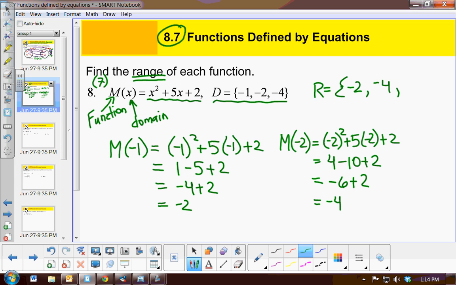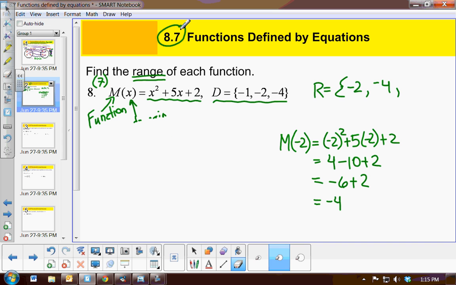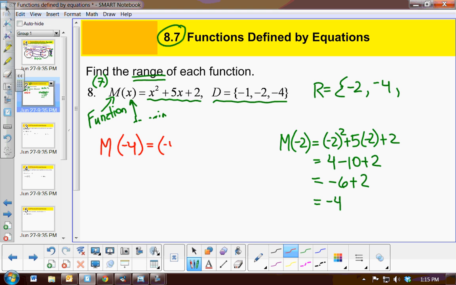And then we'll do the third value of the domain. Okay, I'm running out of room, so I'm going to erase my work here. I'm still using the m function, but now my domain value is negative 4. So I have negative 4 squared plus 5 times 4 plus 2. So we have 16 plus 20 plus 2. Is that correct?